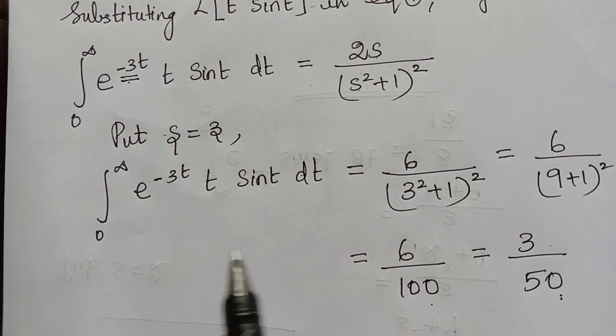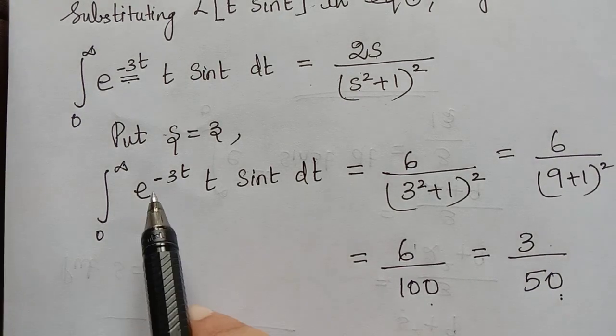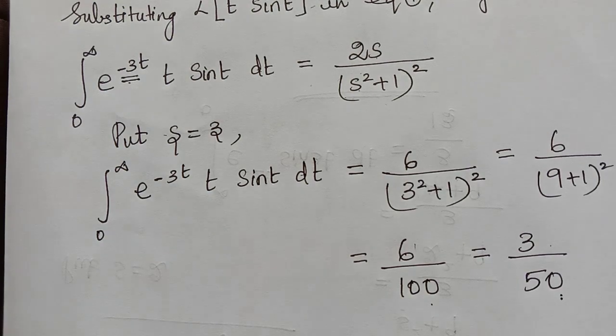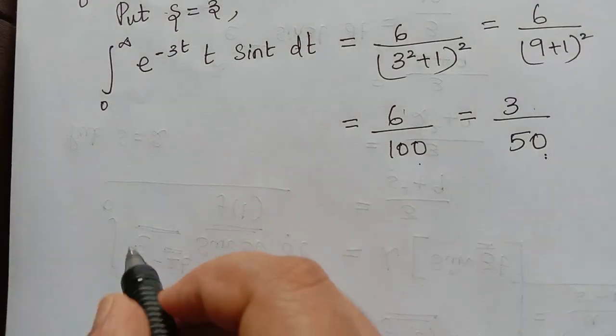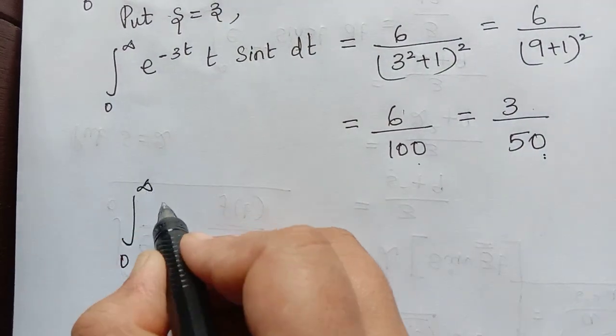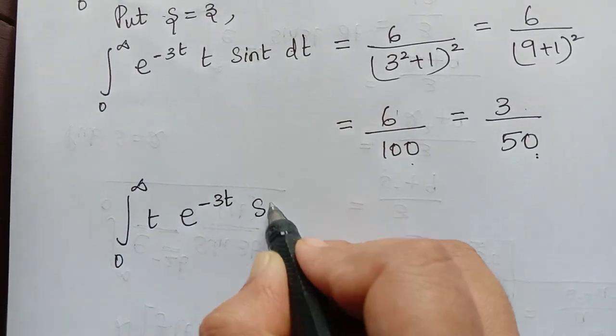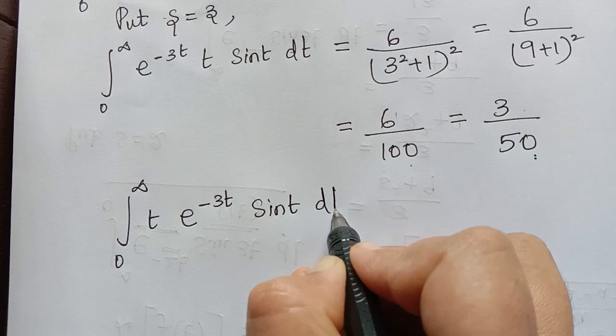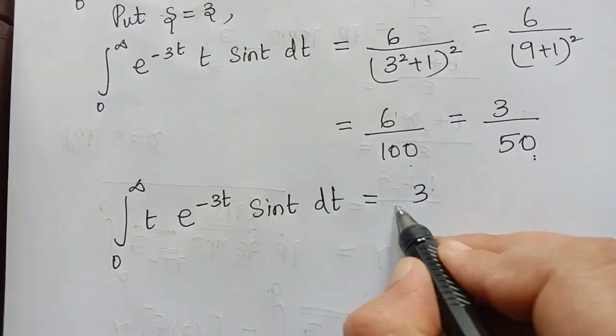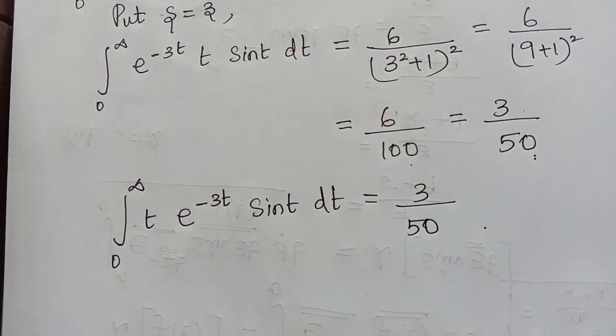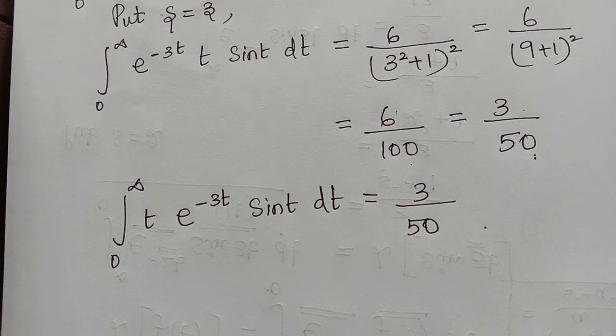Therefore, we have evaluated the given integral, and we will write this integral as given in the question form. So integral 0 to infinity t e to the power negative 3t sine t dt is equal to 3 divided by 50. So this is the solution. Hope you have understood how to evaluate integrals using Laplace transform. Thank you.